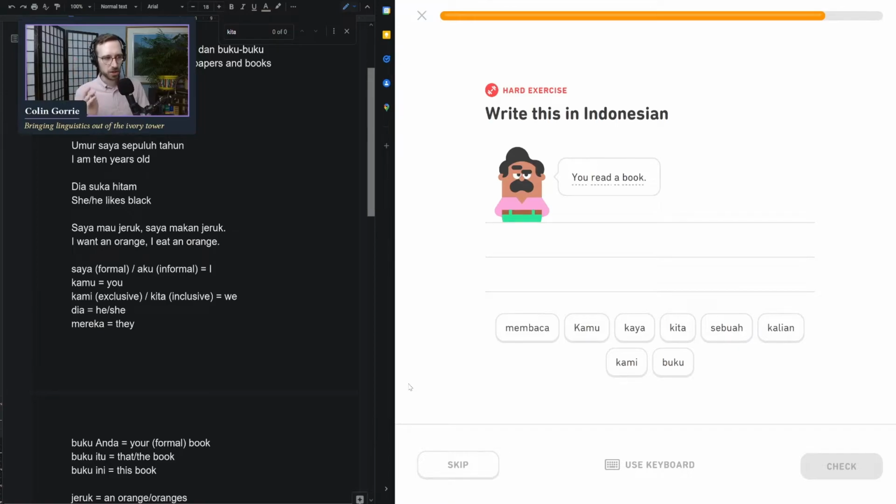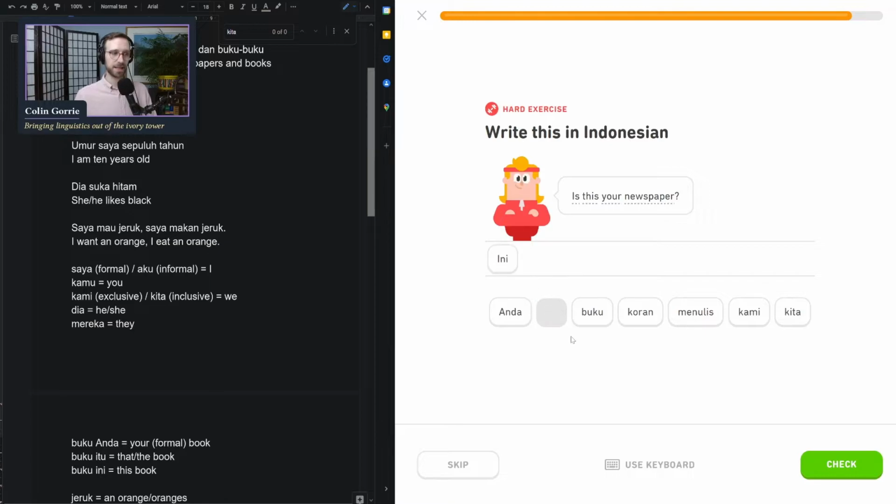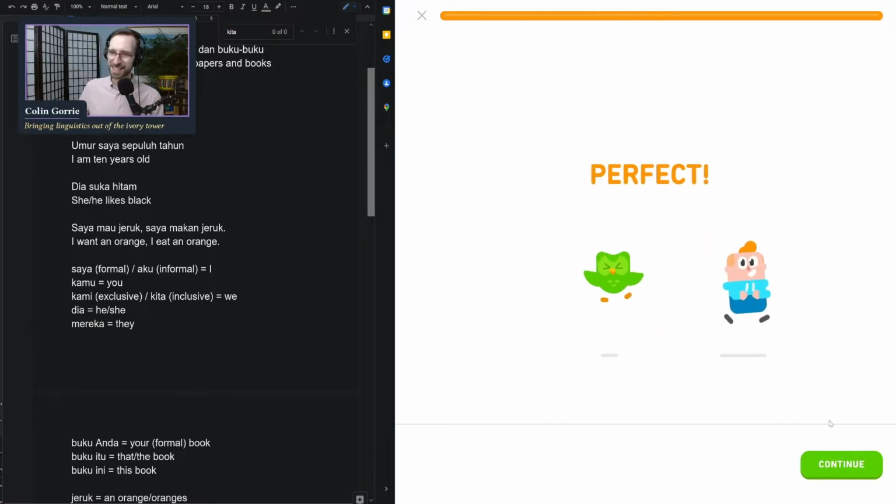Write this in Indonesian. You read a book. Kamu membaca buku. Sebuah. Interesting. The return of sebuah. Ini koran Anda. Okay. This is cool.